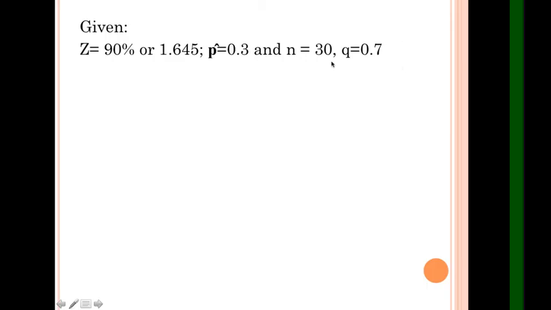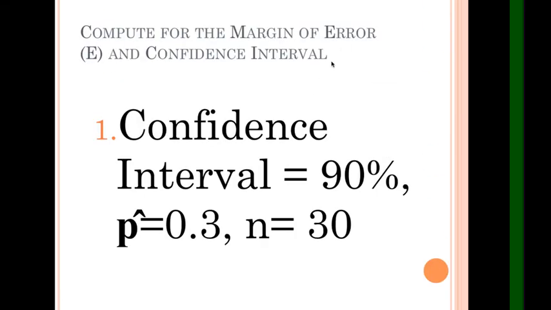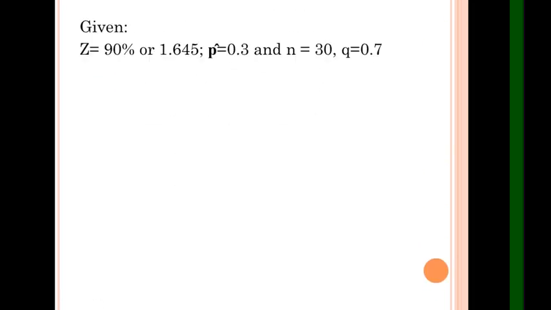Paano ko nakuha si Q wherein it is not part of the given? So you will get Q by the formula 1 minus P hat. Okay, so 1 minus P hat, which is 1 minus 0.3, and the answer is 0.7. Alright, so for the solution, we have this formula na binigay ko kanina. Etong square root na to, sakop niya yung buo.